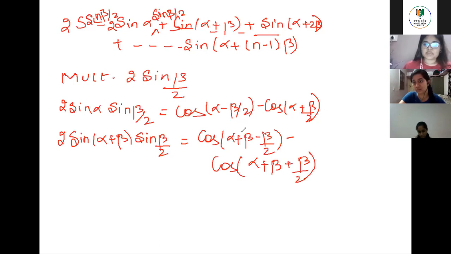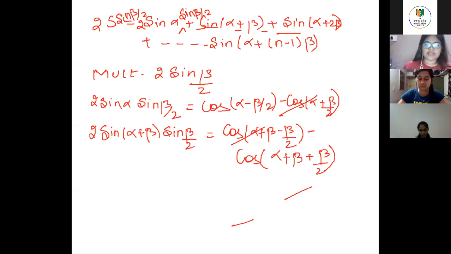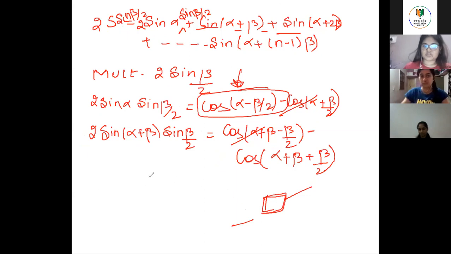Okay, can you see this cancelling out? In this format only, you can see several things cancelling out. That's the whole proof. So in the last, after adding, you will get cos(α − β/2), minus the last part of the function, which is cos(α + (2n−1)β/2).